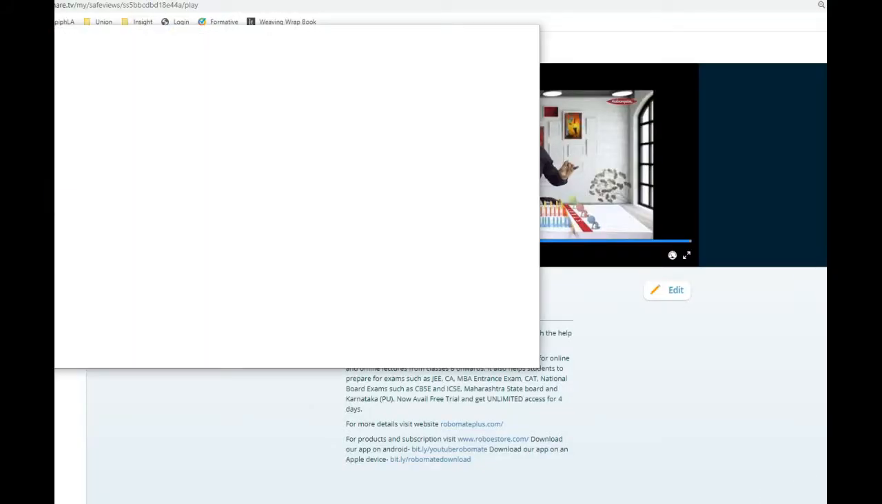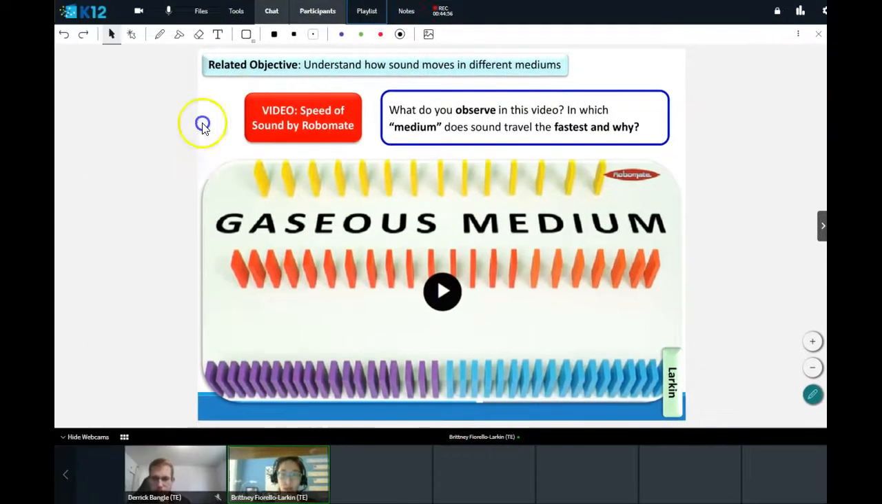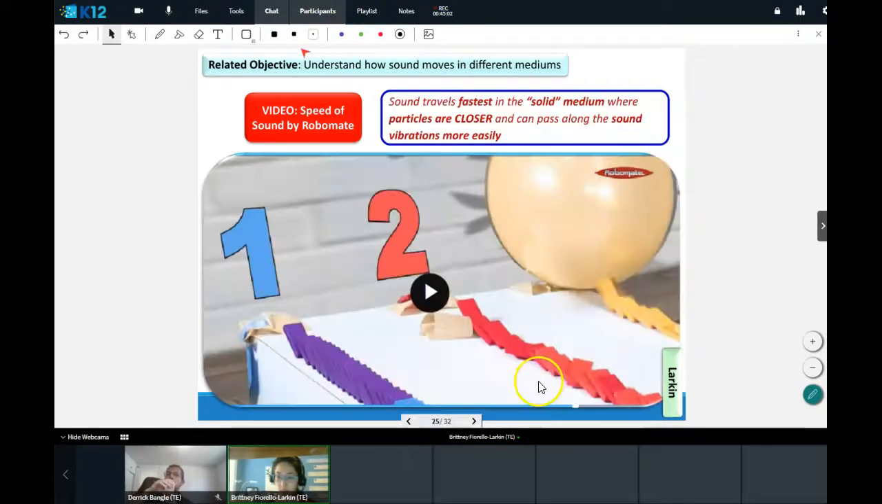All right, everyone. Awesome. So let's go ahead and talk a little bit about what he observed, right? Tell me in the chat, where did sound travel the fastest? All right, I can go ahead and show you a clip from here. Awesome. I see Jonathan in the chat. I see Kaden, Shayna. Yeah, in our solids.